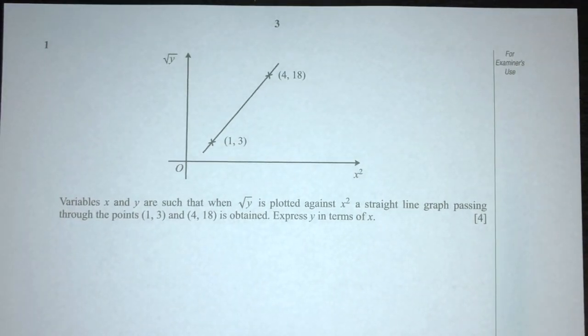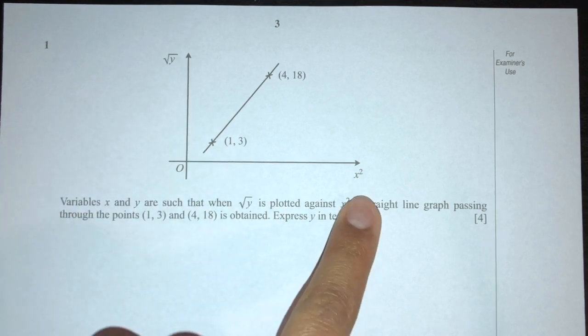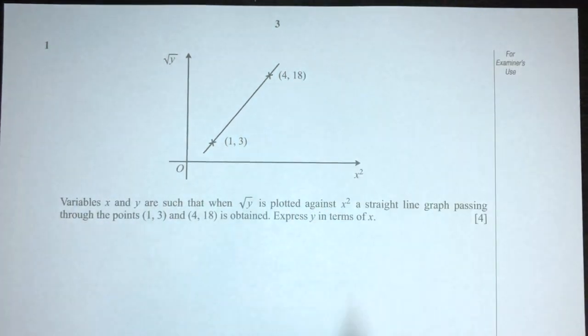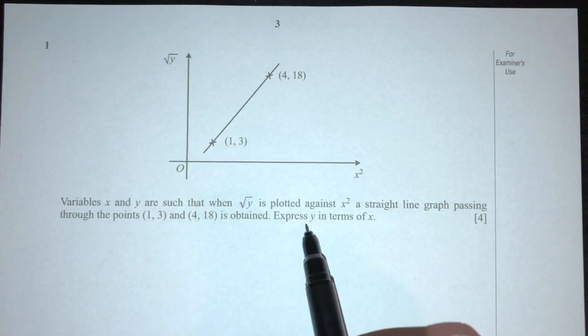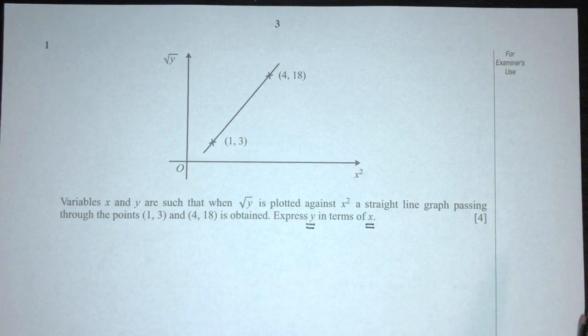So here we have a graph of root of y against x squared. It is a straight line passing through those 2 points. Now the question is to obtain y in terms of x. So let's first begin by trying to find the equation of this line, right? Because you have 2 points, you can find the gradient of the line.